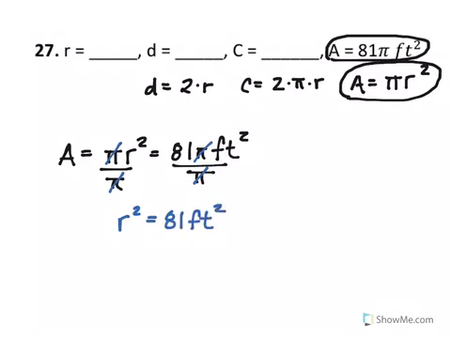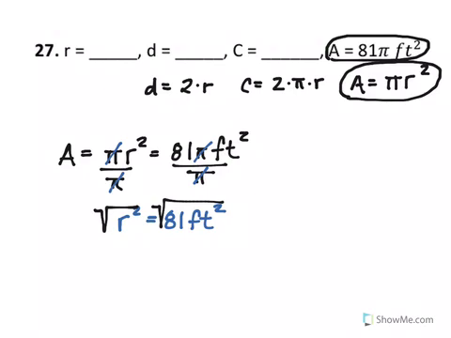Now, in order to isolate the variable, I'm interested in r, not r squared. So the inverse operation of squaring something is to take the square root. So I'm going to take the square root of both sides. And because this is a length, I'm only interested in the positive, not the negative.